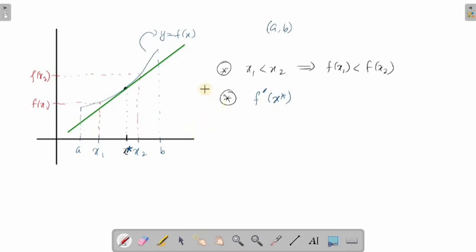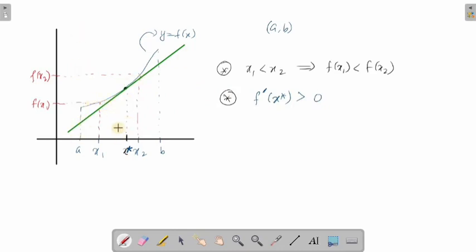Now the question is, will this slope of the tangent, this f dash, be positive, negative, or equal to 0? Look carefully: this tangent will have a slope greater than 0. It's positive because the angle formed by this line is less than 90 degrees.